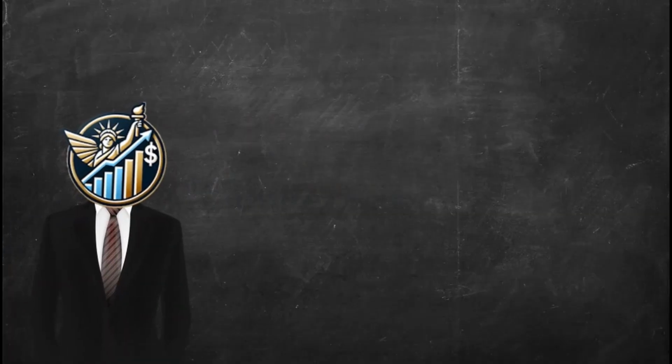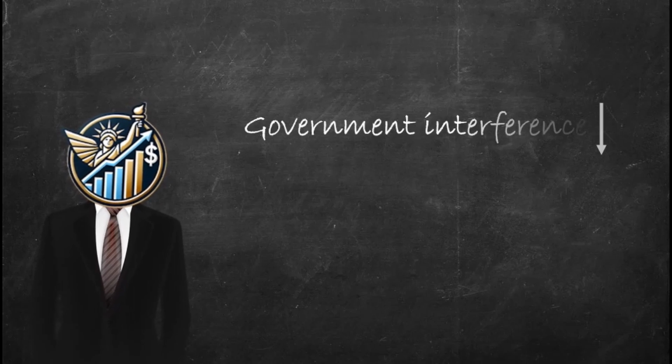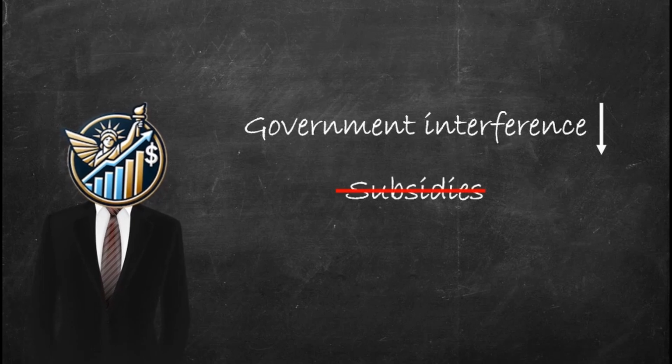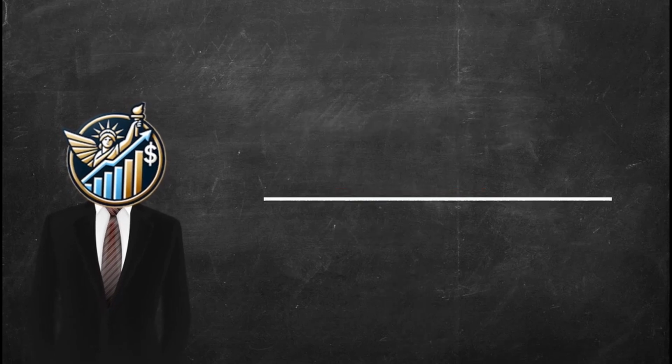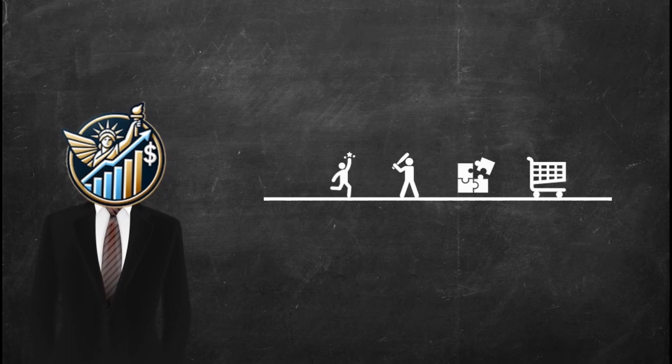So, how do we address this issue? Libertarians advocate for reducing government interference in the market. This means eliminating subsidies, simplifying regulations and ensuring that laws don't favor one group over another. By creating a level playing field, we empower entrepreneurs to compete and innovate, ultimately benefiting consumers.